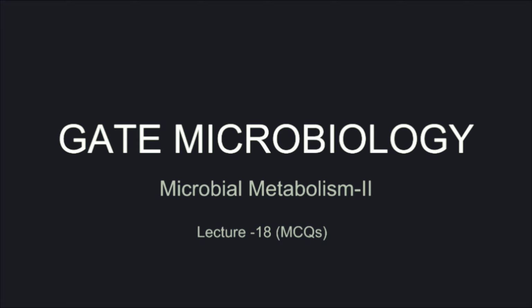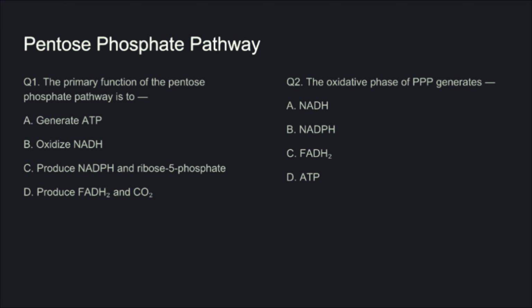So now let's start with the first topic, that is pentose phosphate pathway, and the first question is: the primary function of pentose phosphate pathway is to, options are A. Generate ATP, B. Oxidize NADH, C. Produce NADPH and ribose 5-phosphate, D. Produce FADH2 and CO2. So the correct answer for this question is option C, produce NADPH and ribose 5-phosphate.